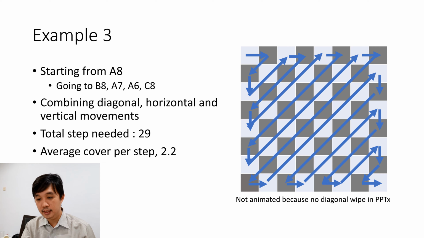It's a combination of diagonal, horizontal, and vertical movements, with the total number of steps needed being 29. Average cover per step is 2.2. This is the most inefficient way to do it. Perhaps there are more inefficient ways, but it's pretty inefficient, I think.